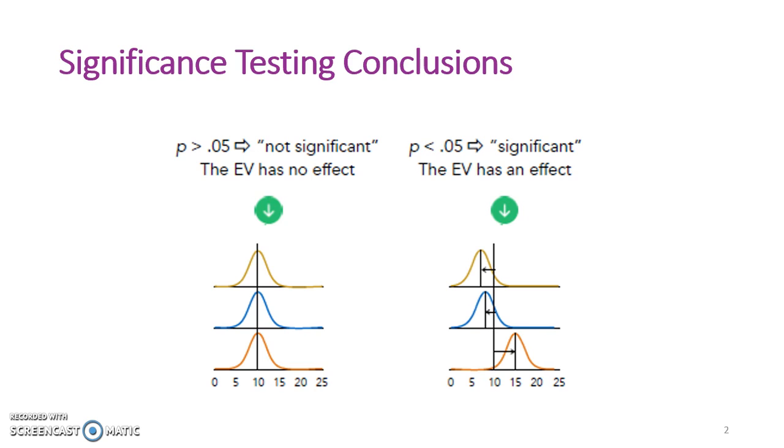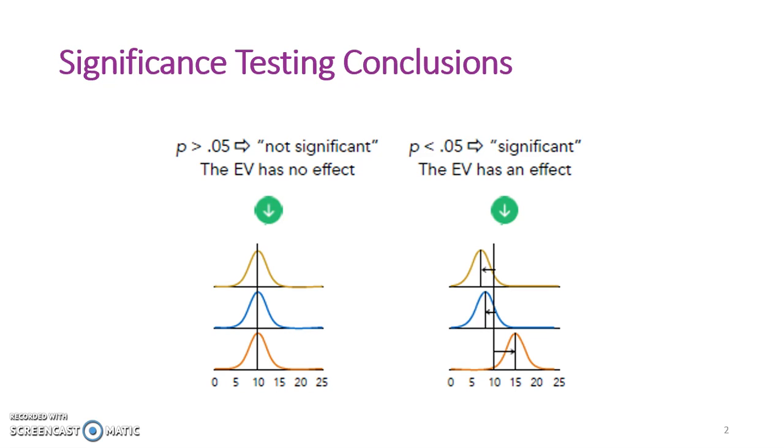This slide shows us the different conclusions we can make when we are significance testing with ANOVA. We're working with p-values, and we know by now that if a p-value is greater than 0.05, we conclude that the overall significance test is not significant. This is telling us that the explanatory variable, the predictor, has no effect. Or alternatively, we could conclude that there are no significant differences among any of the groups.